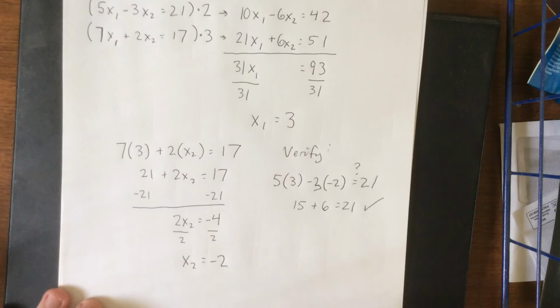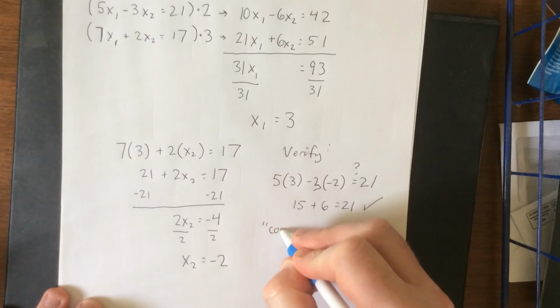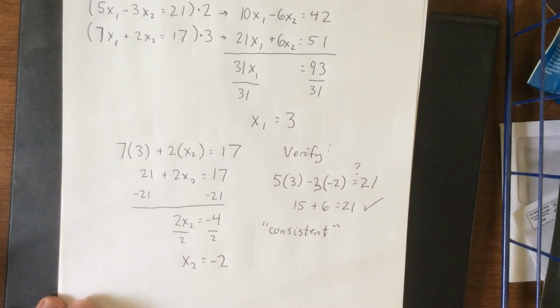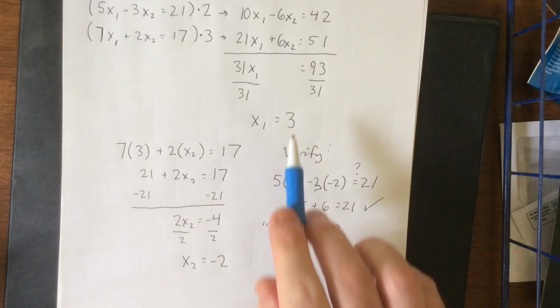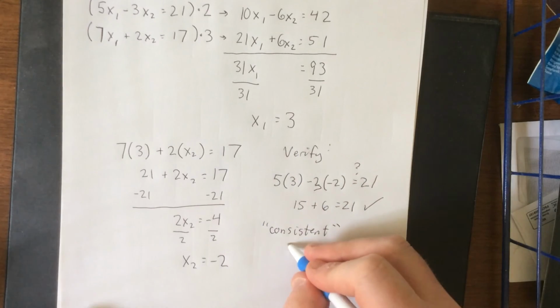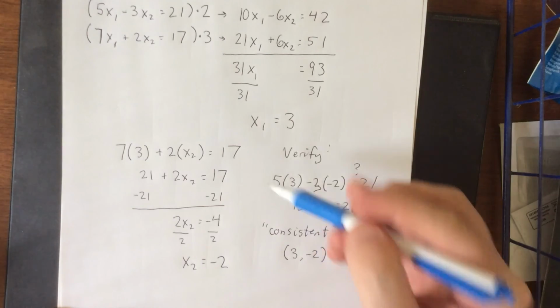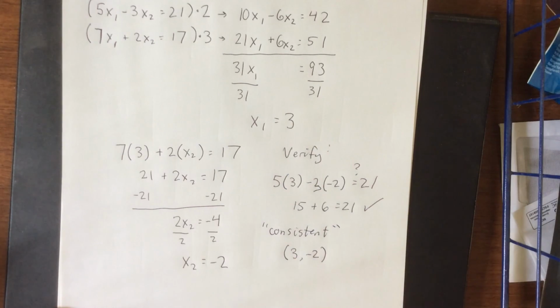Now, using the terminology of this section, we would refer to this system as being consistent. It has a single solution, x1 is equal to 3 and x2 is equal to negative 2, and we could even express it as an ordered pair. The lower index would go first, so 3 comma negative 2.